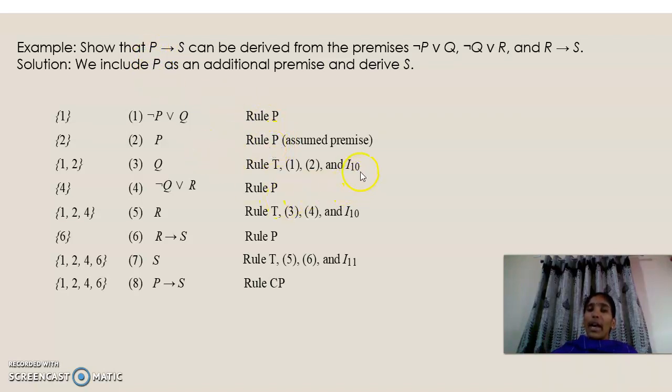By using rule I10, negation P conditional Q, comma P, gives Q. And for the next premise we take negation Q or R. Again by I10, Q, comma negation Q conditional R, is equivalent to R. The next premise is R conditional S. By using rule I11, R, comma R conditional S, gives S. So here you have to take P as the additional premise, and only then can you get S. By using rule CP you write down P conditional S.